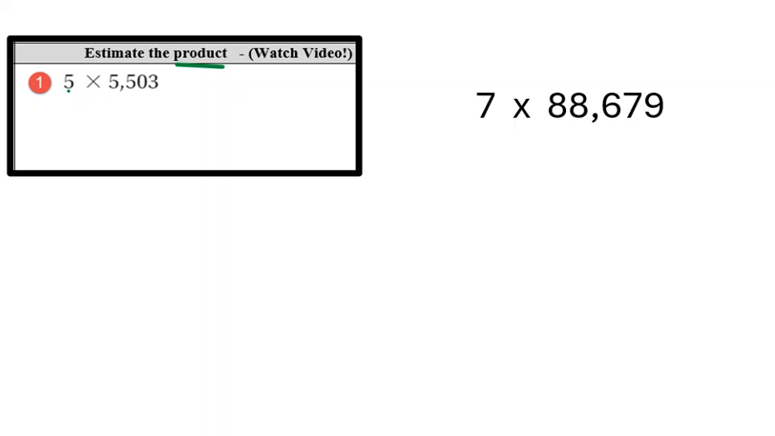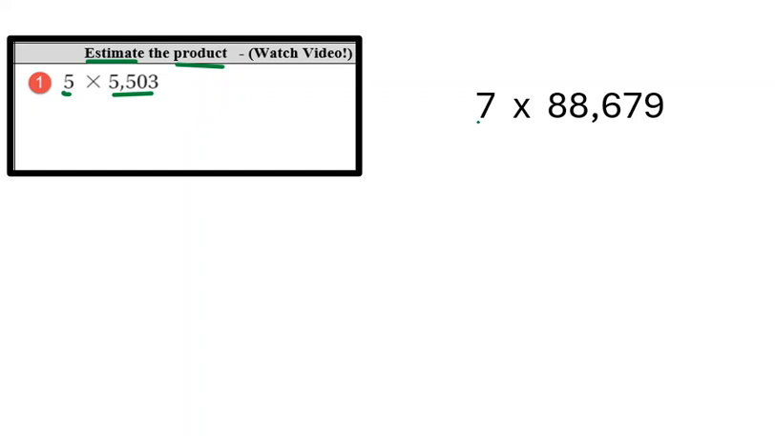Now, this one says 5 times 5,503. That seems like a complicated problem, but they're allowing you to estimate it. So you just have to choose something that is close to this number. Now, you could either estimate by changing this number, or you could change this number. Either one is fine. These are both called factors, aren't they? Okay. So I could either change this factor or that factor in order to make my life easier for me.